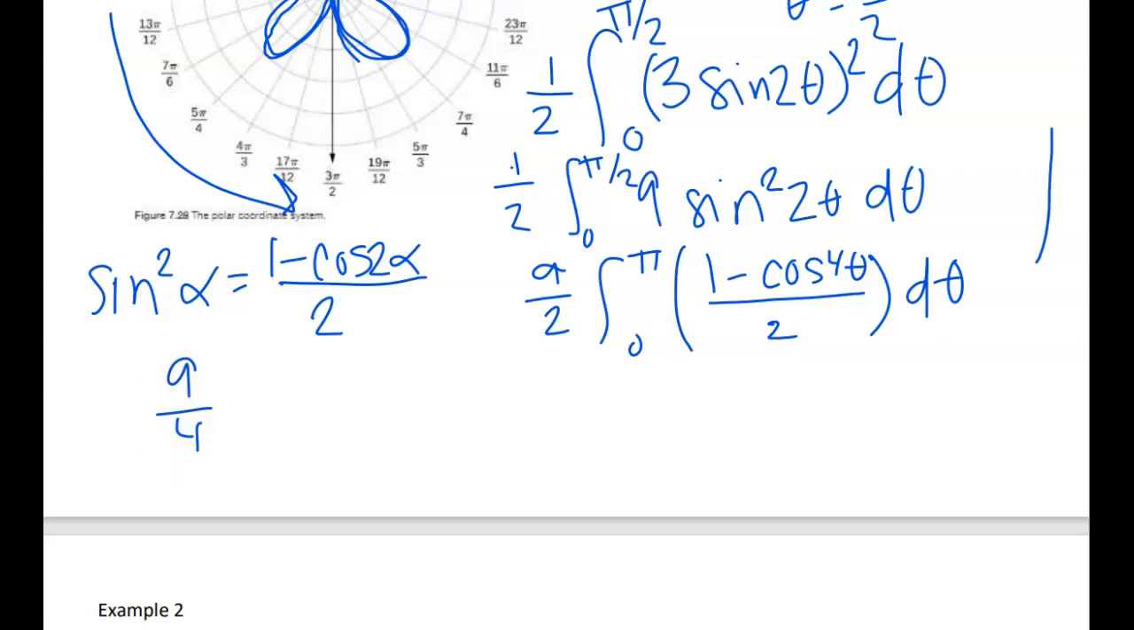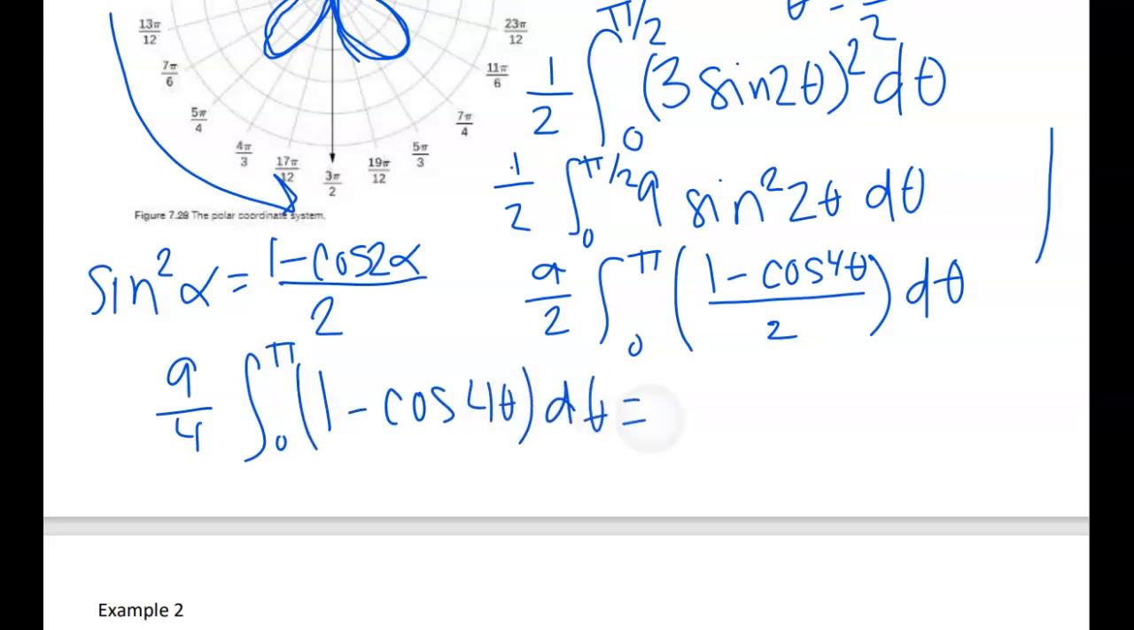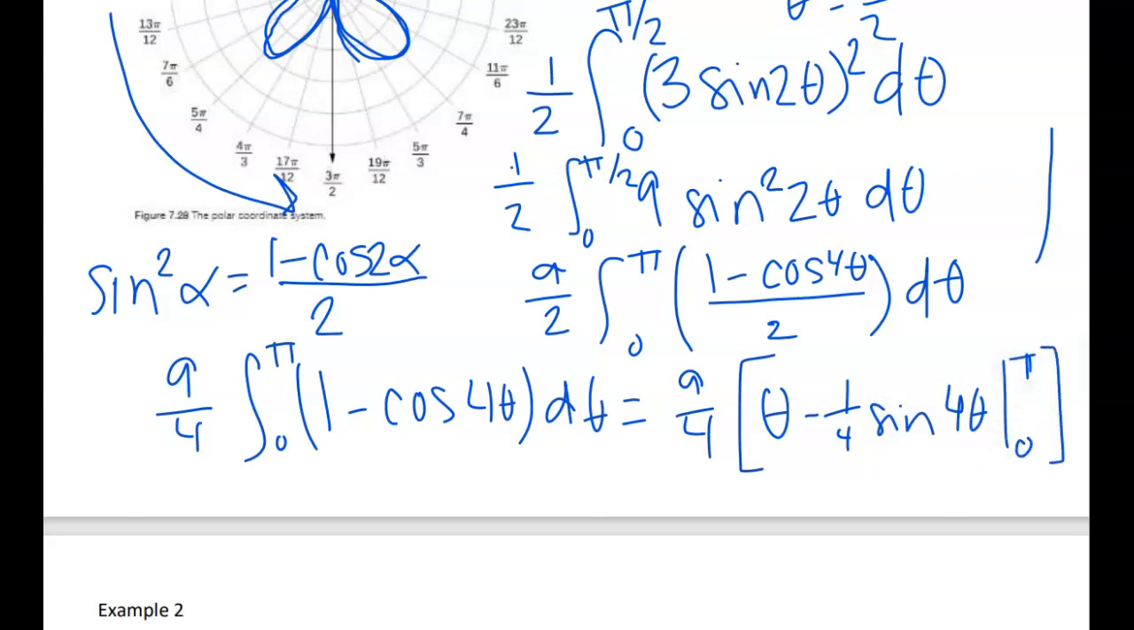So 9/4 integral from 0 to pi over 2 of 1 minus cosine 4 theta d theta gives me 9/4 of theta minus 1/4 sine 4 theta, from 0 to pi over 2. Sine of 4 theta at 0 is going to give me 0. And so the only one that's going to come into play here is my bounds.